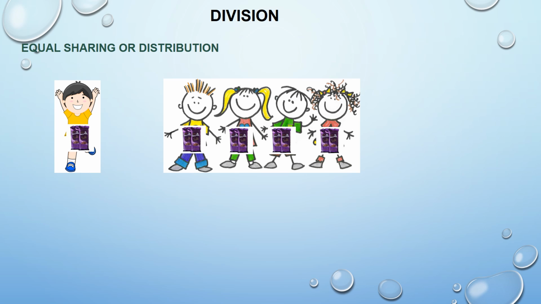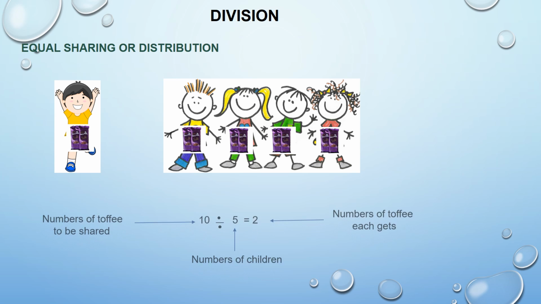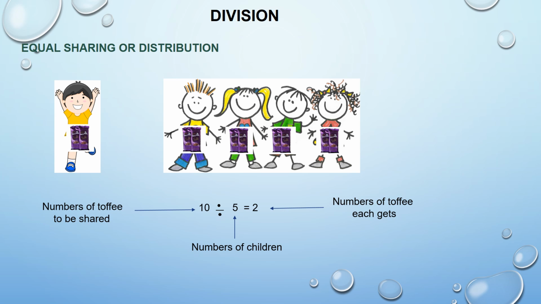So if we divide or share equally 10 chocolates among 5 people, each of them gets 2 chocolates. We can write this as a division fact: number of toffees or chocolates is 10. Now this is the sign of division. Divided by 5 because there are 5 children. So number of children is 5, and number of toffees each gets is 2. Right?